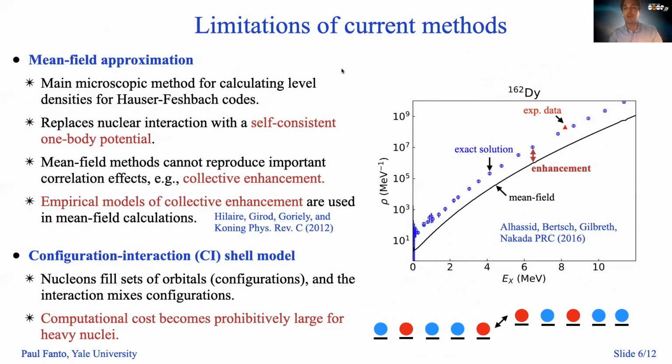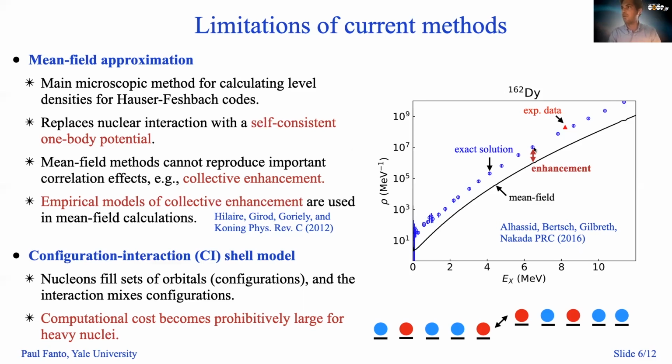However, current microscopic approaches also have limitations. The mean field approximation is the main microscopic method that is used in practice for Hauser-Feshbach codes. In a mean field approximation, the full nuclear interaction is replaced with an effective, self-consistent one-body potential in which independent protons and neutrons move. However, these mean field approximations cannot or do not include important correlations that significantly affect the level densities. In particular, mean field methods do not describe the collective enhancement that is observed in heavy deformed nuclei.